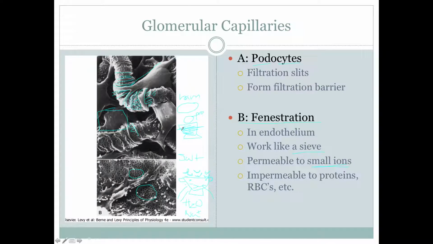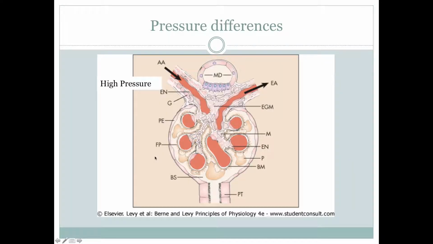So that'd be like having a hole in your strainer so big that a hamburger patty can make it through. So this is just a size thing. Just keep in mind that things that are small can move really easily through these fenestrations because of the size. Simple, right? The other thing that is going to allow this movement for filtration is these pressure gradient differences.